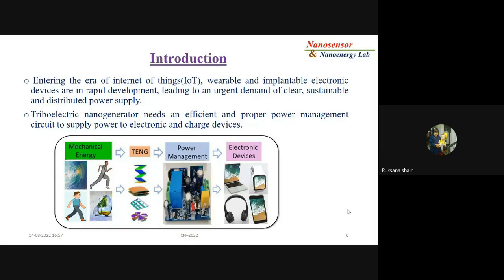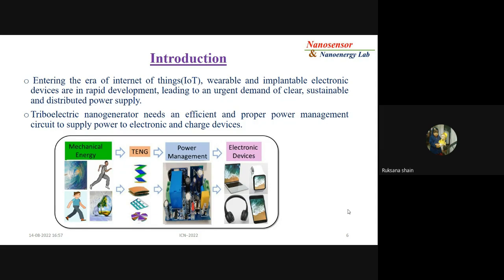So after designing a TENG device, how do we connect that device through a power management circuit to the functional devices? Entering the era of the Internet of Things, wearable and implantable electronic devices are in rapid development, leading to an urgent demand for clean, sustainable, and distributed power supply. Batteries have traditionally been used to power these devices, but their low capacity and large volume cannot fully meet the rapidly increasing demand. One of the most effective ways to solve the battery problem is to harvest energy from the surrounding environment or from human movements. Harvesting irregular ambient energy from daily activities such as running, walking, and jumping, and using it to power mobile electronic devices, IoT devices, or health monitors is becoming a reality with the development of nanogenerators.